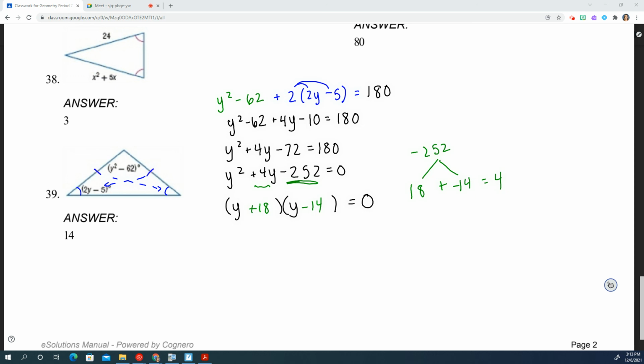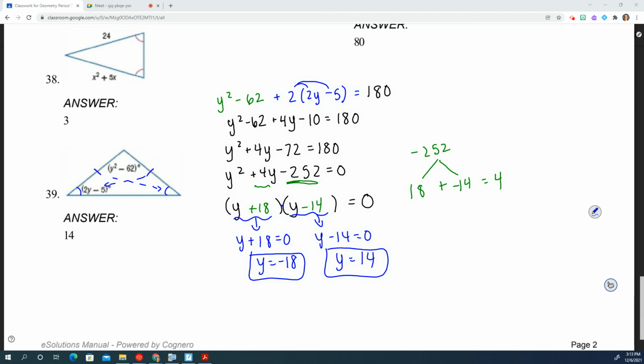Here's why we set it equal to 0. This helps you solve it. Zero product property. If you have a product that equals 0, the only way we can get a product of 0 is if one of these factors is 0. So then you set up two equations for yourself. You're like, okay, well this factor could be 0, or this factor could be 0. And then you solve. This one you subtract over, you get negative 18. This one you add over and you get 14, and you get 2 possible solutions.